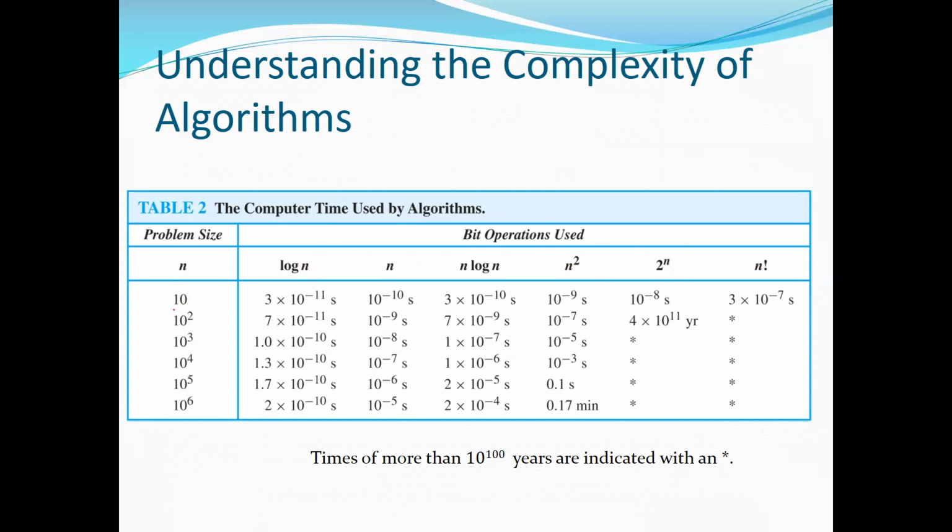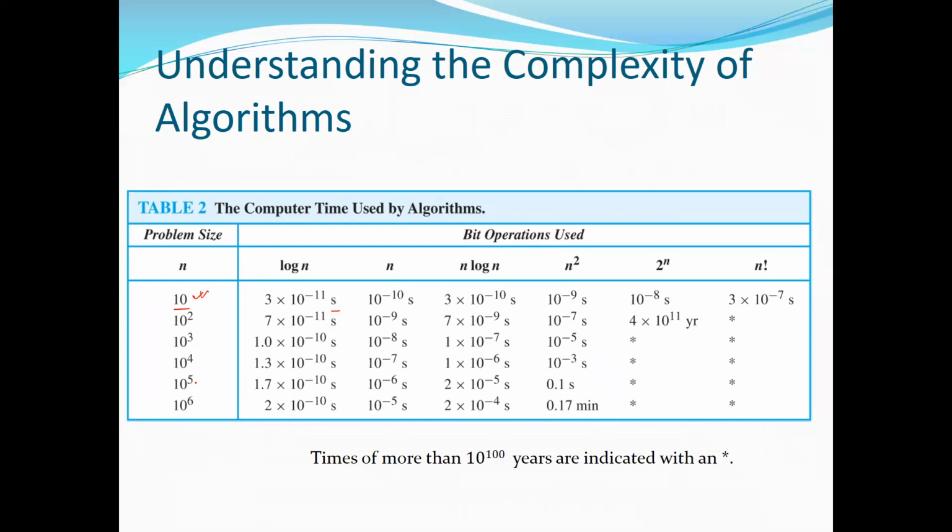If the size of the input is 10 only, right? 10 means the number of inputs is the size. For example, for the bubble sort, there are 10 numbers in the list that you want to sort. If the order of growth of the algorithm is log n, then 3 times 10 to the power of negative 11 seconds will be required, right? For the linear, 10 to the power of minus 10, and likewise for the linear log. You can see how many seconds are required for only 10 numbers.